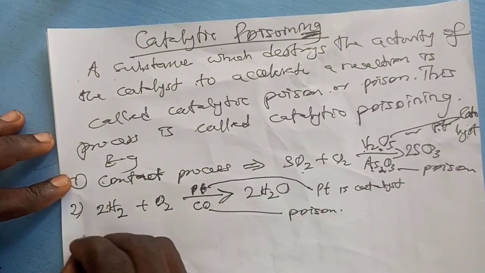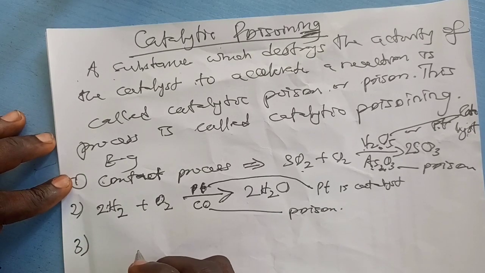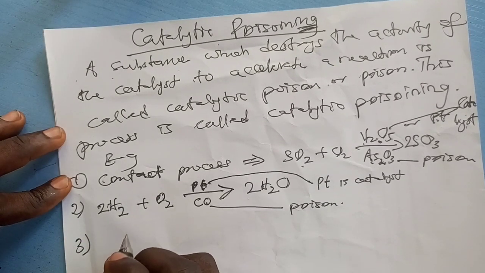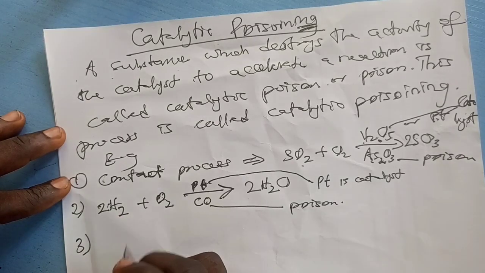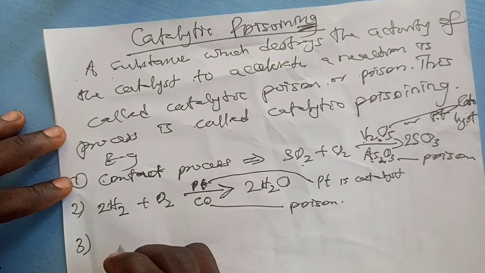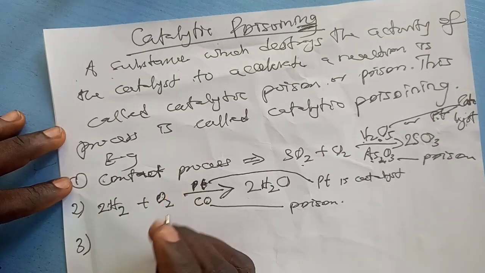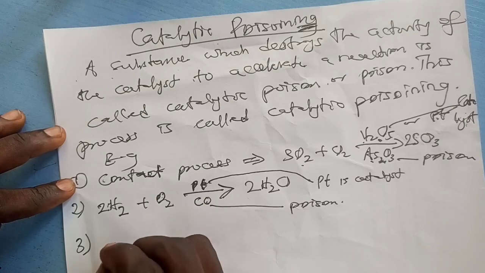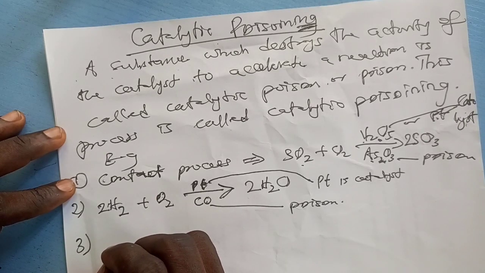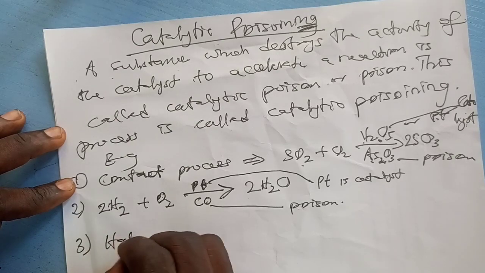Number 3 equation, I just want to give you one, two, or three equations to support what I mean by catalytic poison. It is not enough to define. You must use equations to support your definition. Another one is in the production of ammonia, synthesis of ammonia during the Haber process.